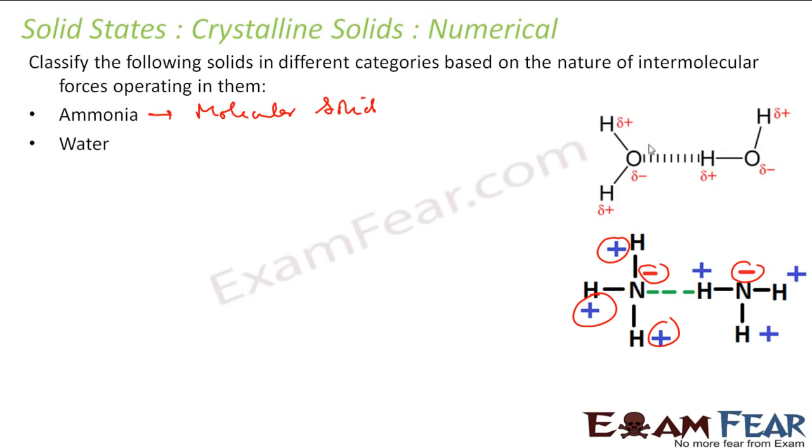Then we have water. Water is pretty clear, right? We have slightly negative charge on oxygen, slightly positive on hydrogen, and there is a hydrogen bond between the hydrogen and oxygen of water molecules. So this is also a hydrogen bonded molecular solid.